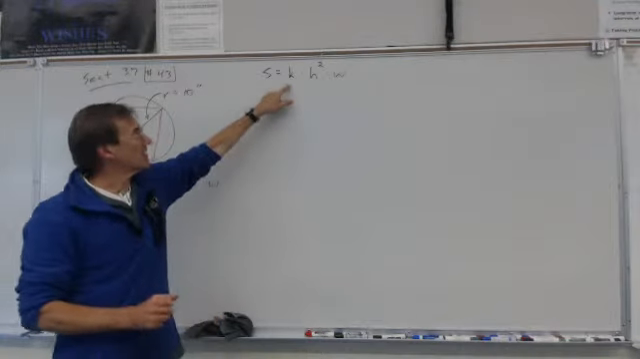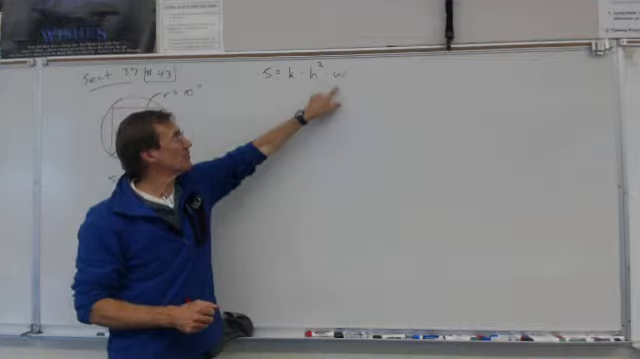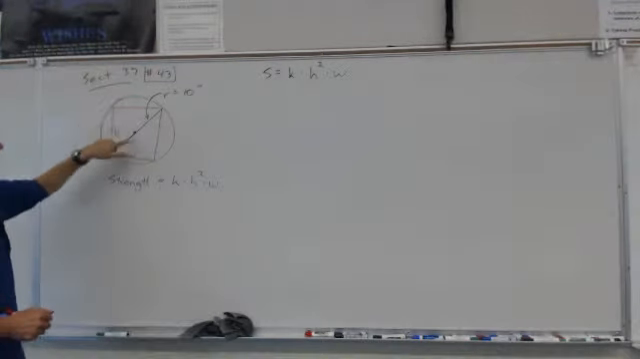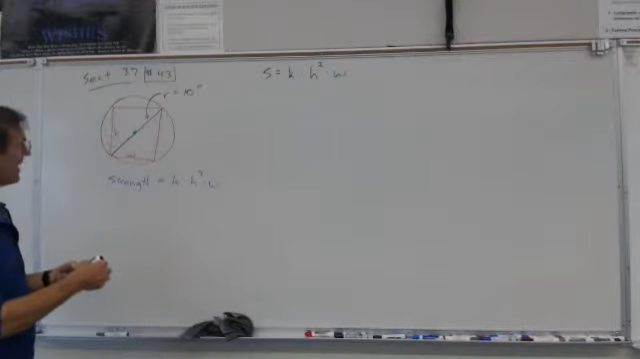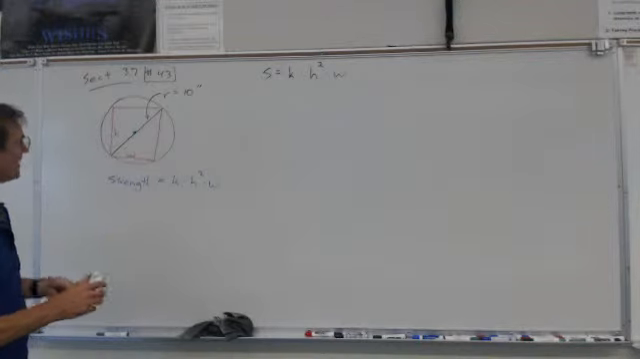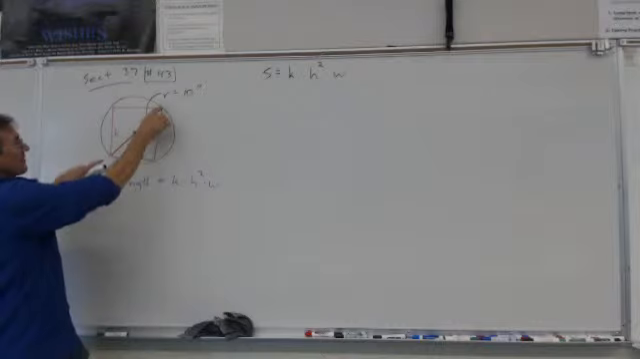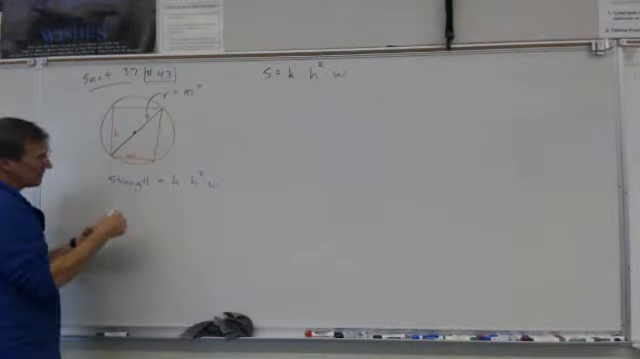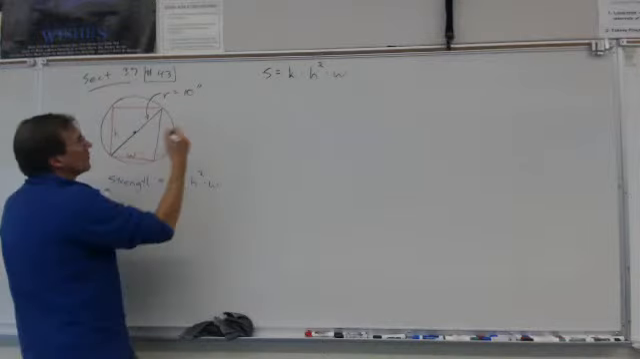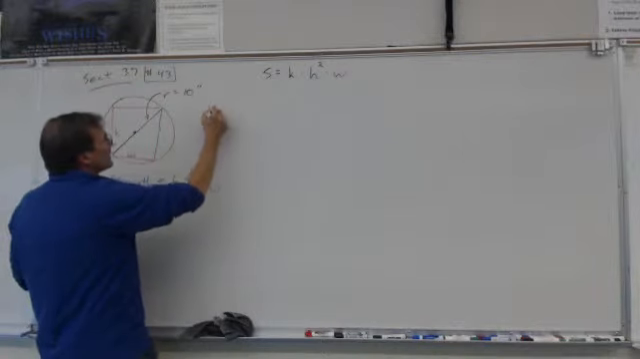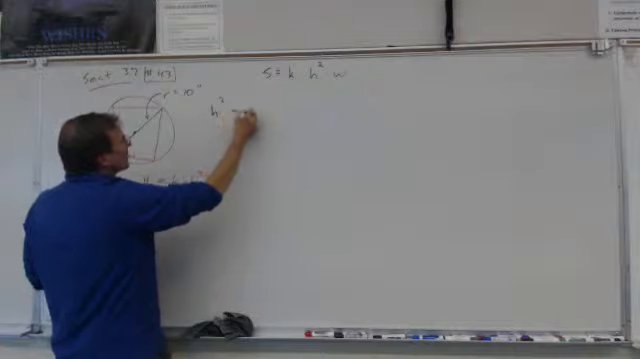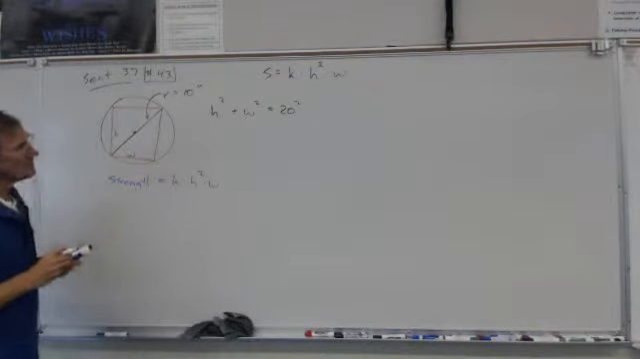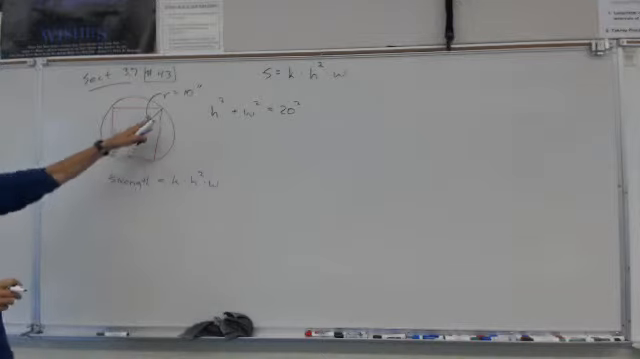K is a constant, so that's okay, but H and W are both variables. But because they're in a circular log, they're related, and they're related by this fact. The diameter is going to be 20 inches, so W squared plus H squared is going to equal 20 squared, right? So we're going to write an equation like that. H squared plus W squared is going to equal 20 squared, just by the Pythagorean theorem.